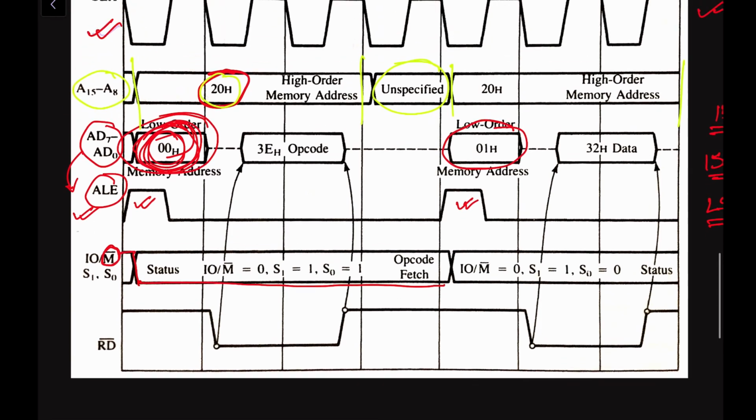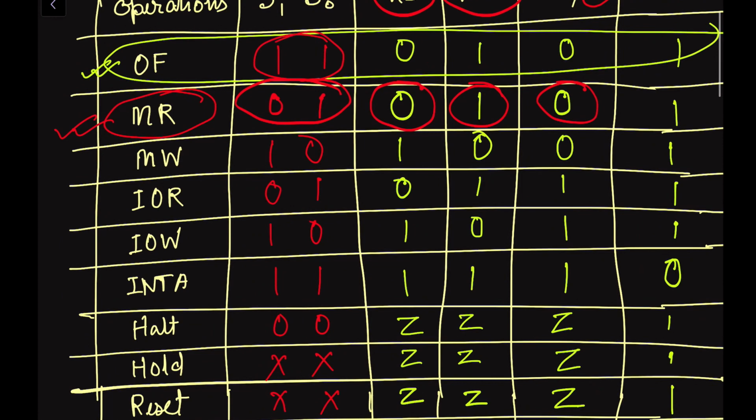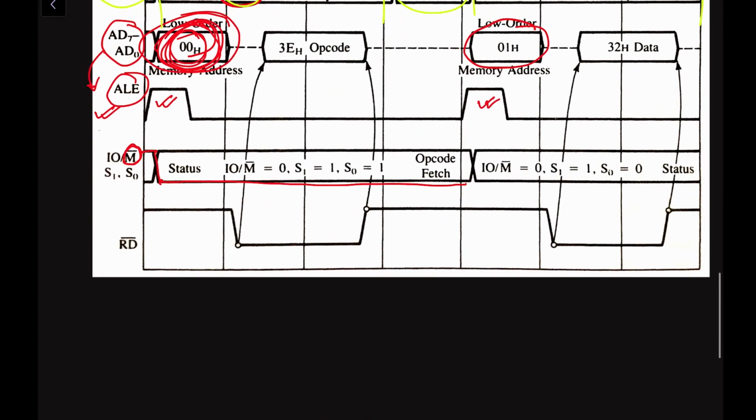And in the case of opcode fetch, we have already understood that the status signals are 1 and 1. So we have to use these values here. For the opcode fetch operation, we have S0 and S1, and both values stay at one state for the entire clock cycle. So S1 equals 1 and S0 equals 1. The IO/M-bar signal is 0 because it is a memory related function.